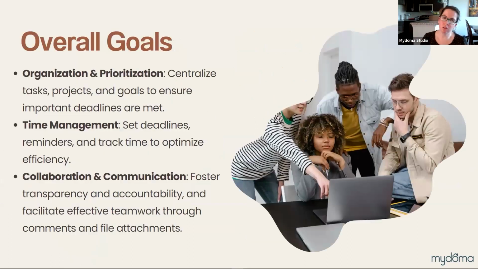The overall goals are organization and prioritization: centralize tasks, projects, and goals to ensure important deadlines are met. This is helpful where you have everything all in one, but you can also share your calendar to, say, a Google Calendar or Apple Calendar, and it pulls those things over there as well.